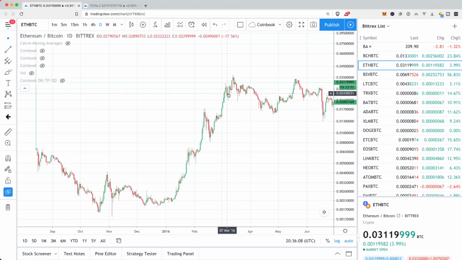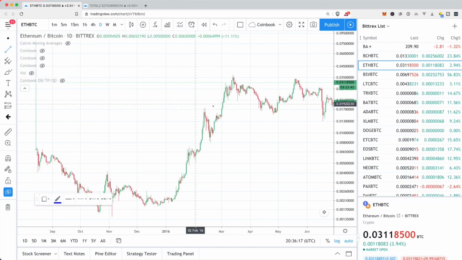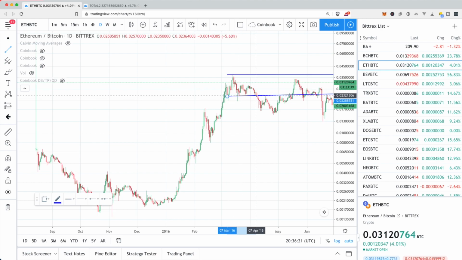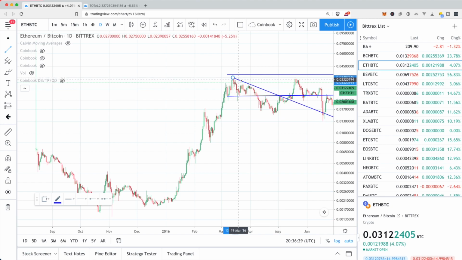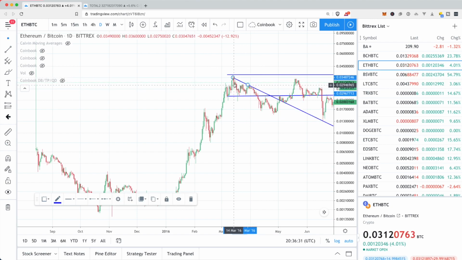Every time you cut through a resistance and support and you come back in, this is where I start drawing lines, because we have created a channel. When we connect points of resistance and support, these create channels, and we will trade within the channel until one side breaks out.